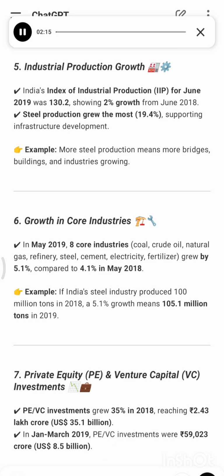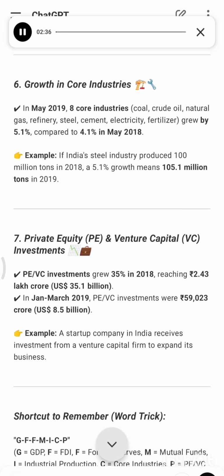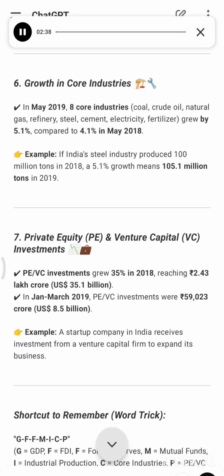6. Growth in core industries. In May 2019, 8 core industries — coal, crude oil, natural gas, refinery, steel, cement, electricity, fertilizer — grew by 5.1% compared to 4.1% in May 2018. Example: if India's steel industry produced 100 million tons in 2018, a 5.1% growth means 105.1 million tons in 2019.